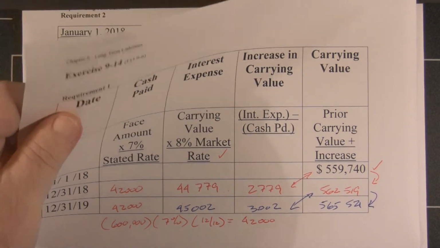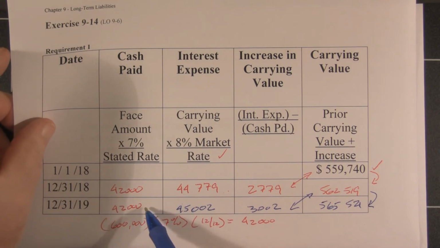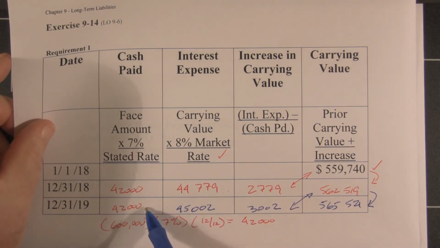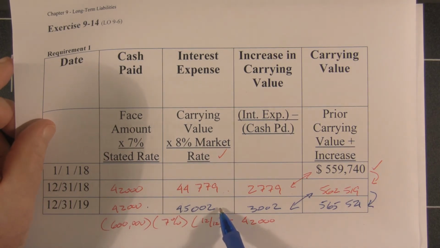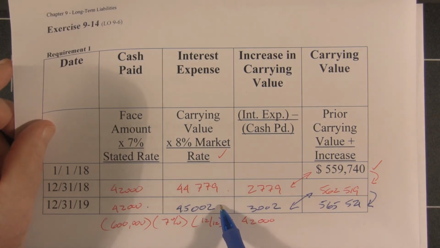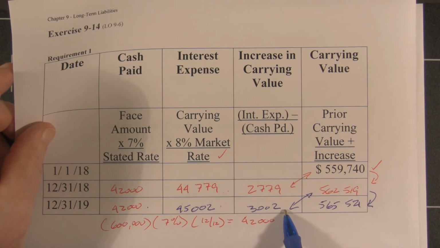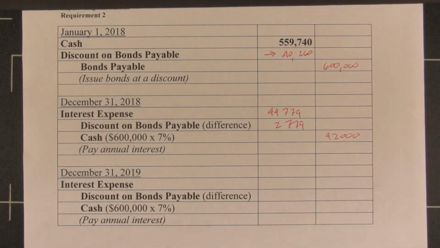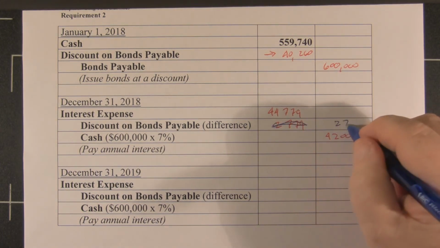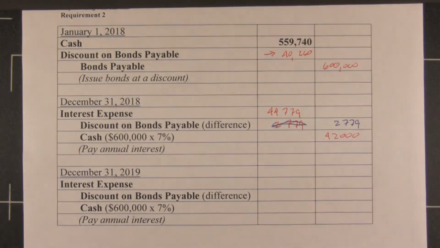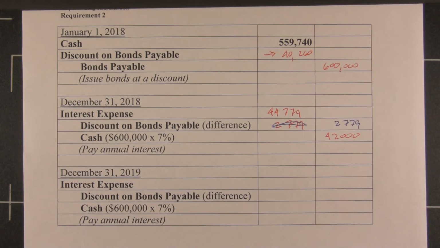Let's do our journal entry. We're going to credit cash, 42,000. We're going to debit interest expense, 45,000, and we're going to credit, sorry, that should be over there. Credit our discount on bond payable.